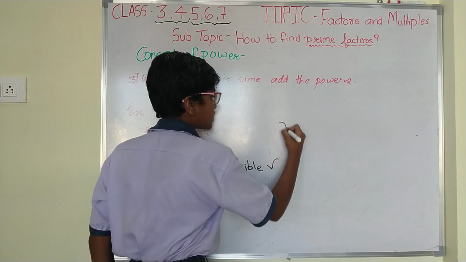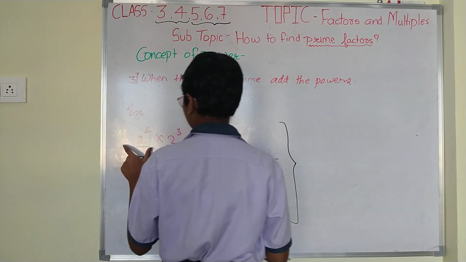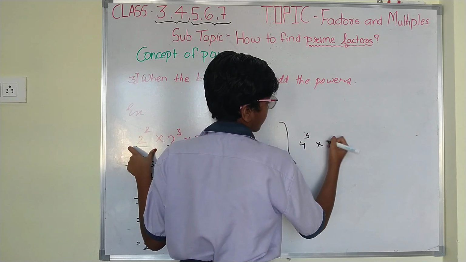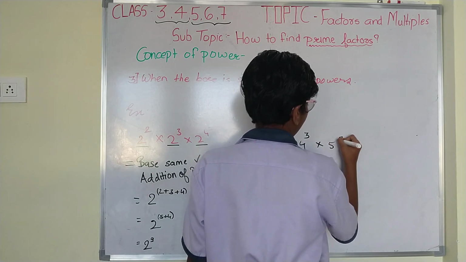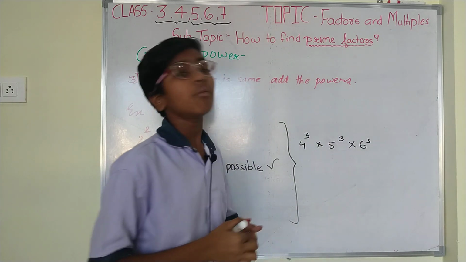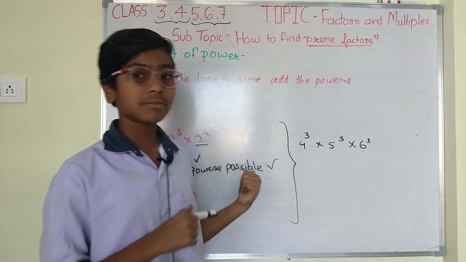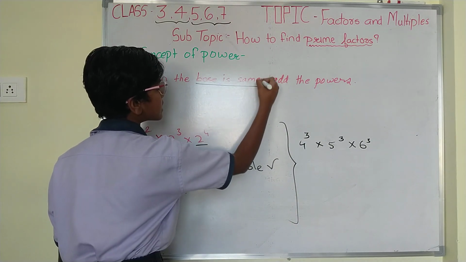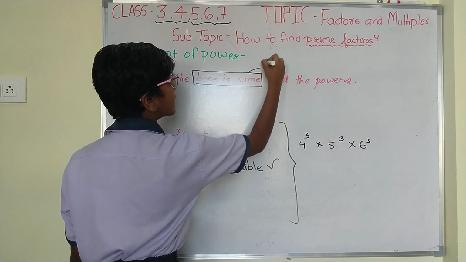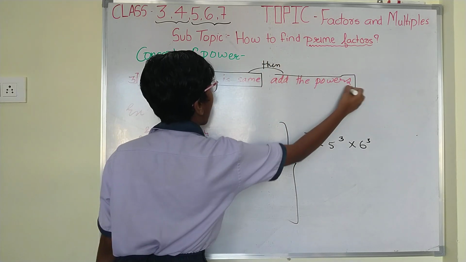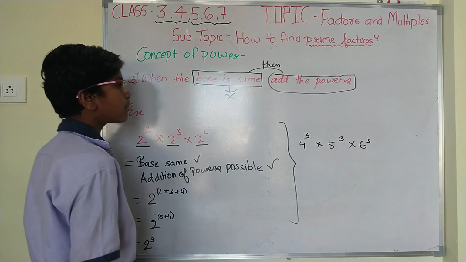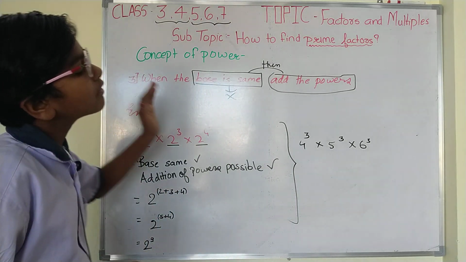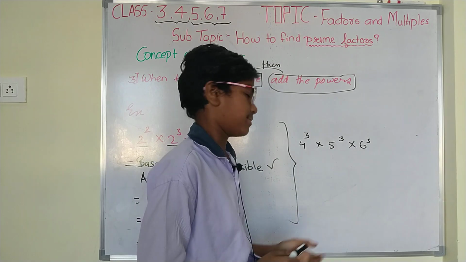Now, another possibility we have gone through is, what if we have 4 cube into 5 cube into 6 cube. This is not possible this way, because I said the base must be the same. When the base is the same, add the powers, and when the base is not the same, do not add the powers. So in this case, we will have to simplify this as it is.